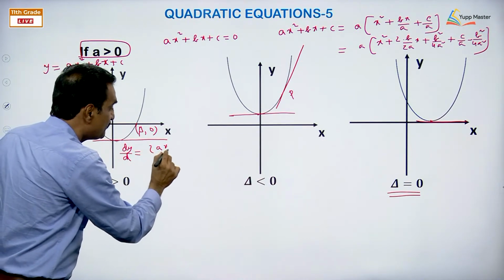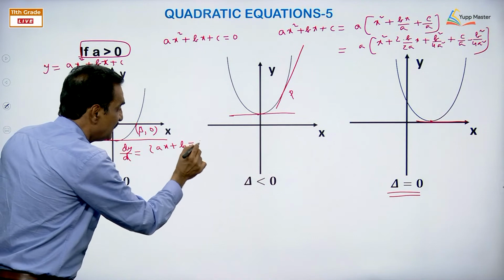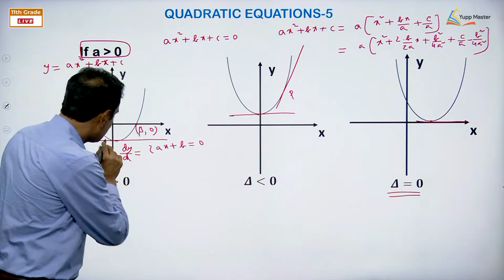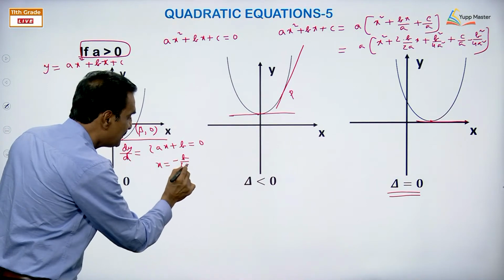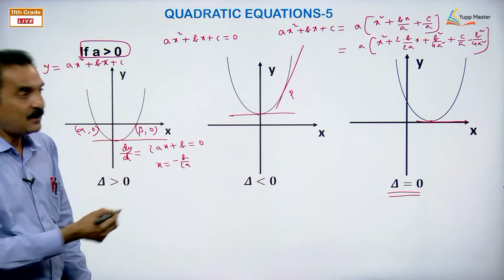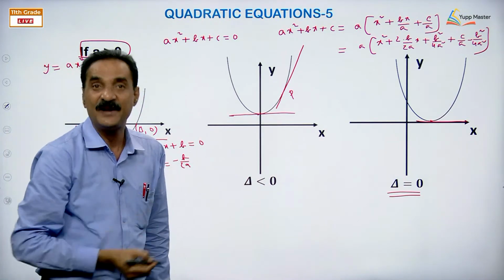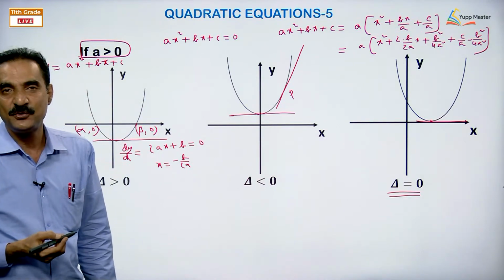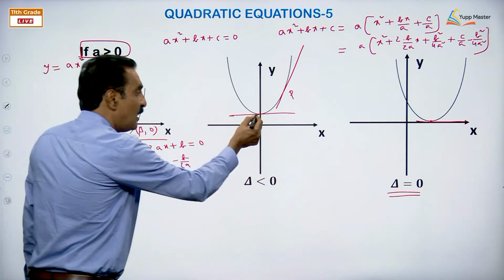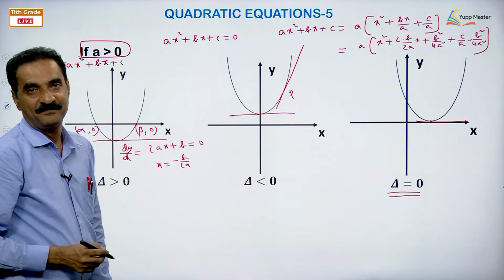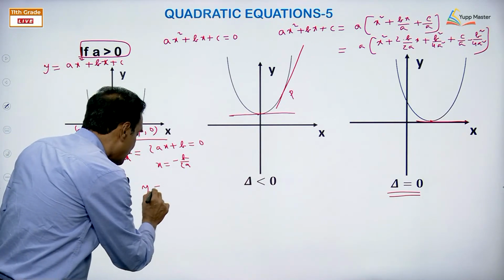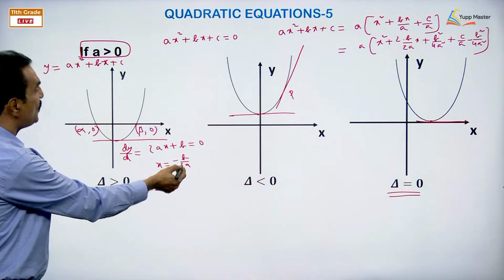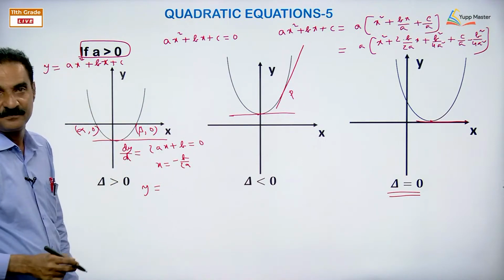2ax plus b, if it is 0, what is the value of x at this point? Minus b by 2a. So, the x coordinate of the bottommost point, which is called the vertex, is minus b by 2a. Then, how do you get the value of y? If you want y, you substitute this x coordinate in this equation.